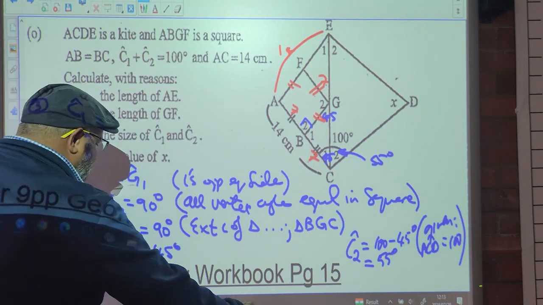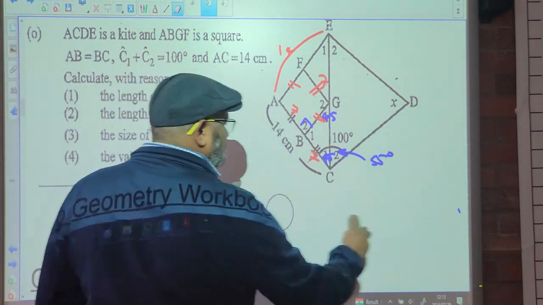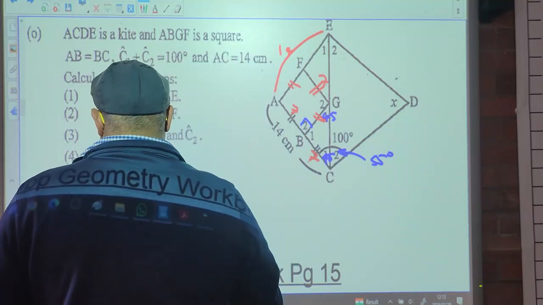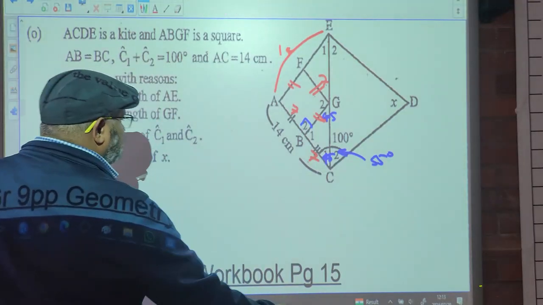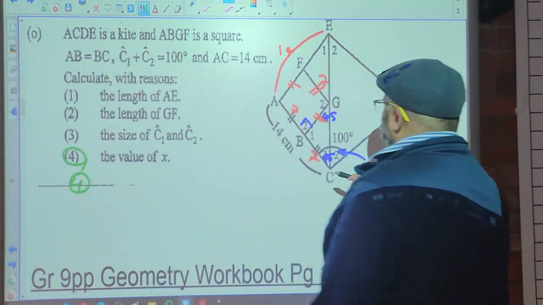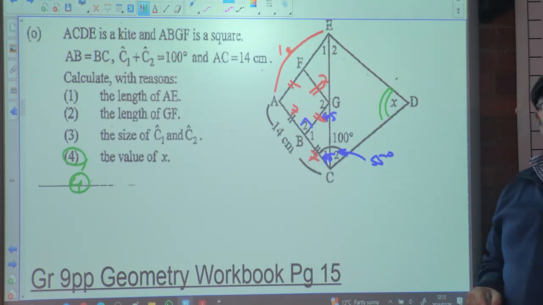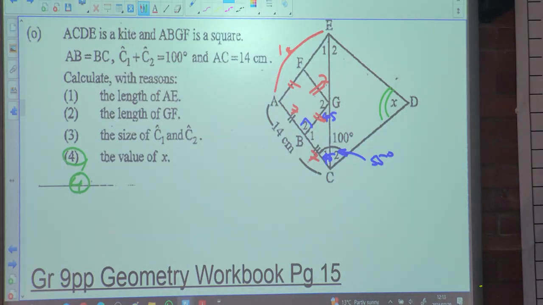Let's carry on. Number four, the value of x. Where's your x? Right, now we're going to solve for x.